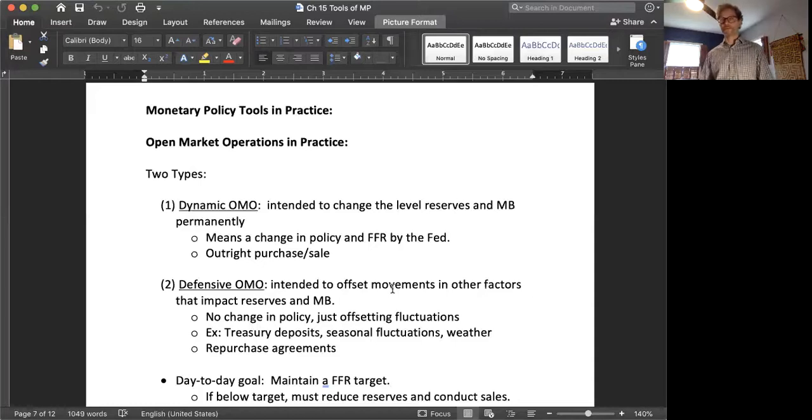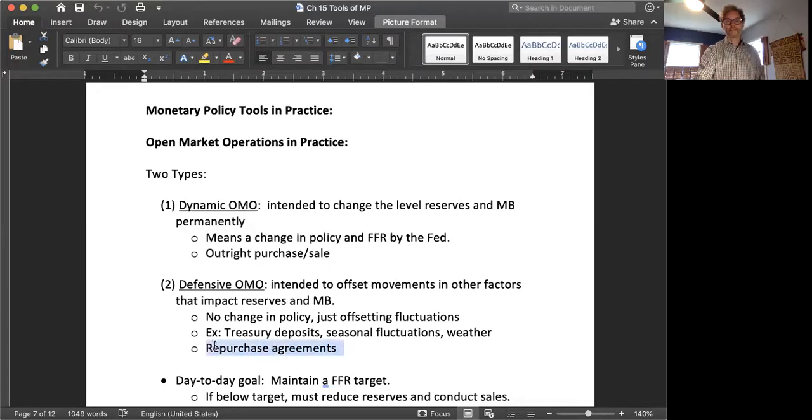And there's all sorts of reasons why the federal funds rate fluctuates from day to day, right? It could be weather, it could be the season. For instance, during tax season, there's a lot of withdrawals from the Fed, as the federal government pays people their tax refunds, if they had a tax surplus, it pays it back to them. The weather, I mean, I'm sure there's just a ton of volatility associated with the pandemic as people change their transaction practices. So, that's what we mean by a defensive open market operation, maintaining the target as opposed to a dynamic open market operation when you change the target itself.